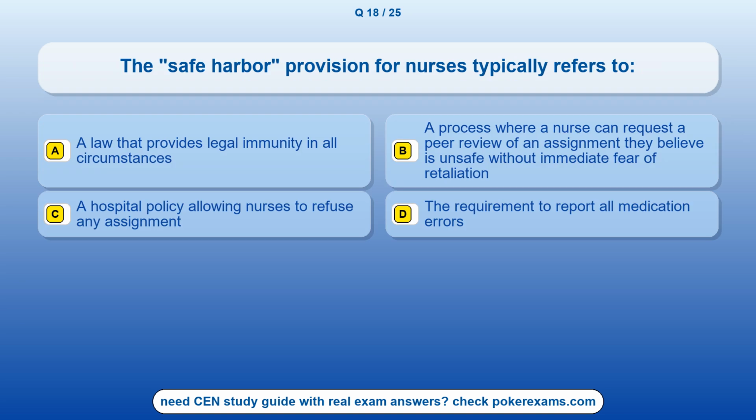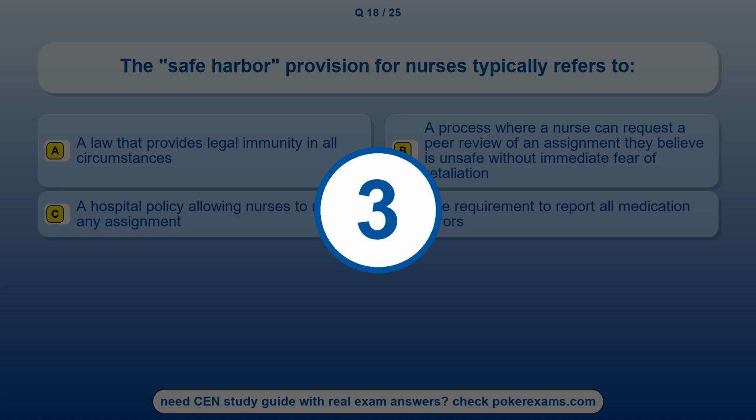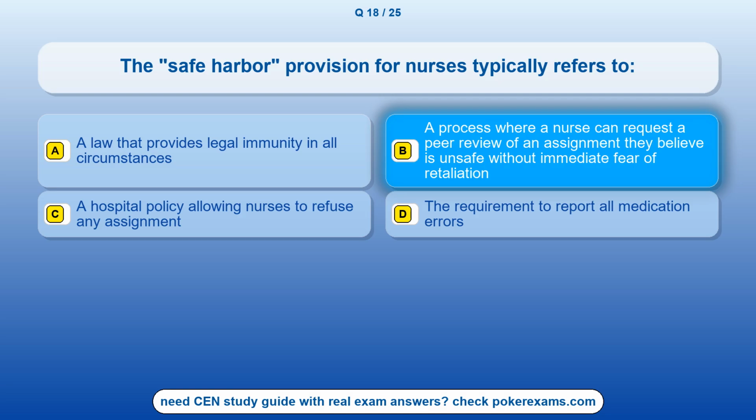Question 18. The safe harbor provision for nurses typically refers to option A, a law that provides legal immunity in all circumstances, option B, a process where a nurse can request a peer review of an assignment they believe is unsafe without immediate fear of retaliation, option C, a hospital policy allowing nurses to refuse any assignment, option D, the requirement to report all medication errors. The correct answer is option B, a process where a nurse can request a peer review of an assignment they believe is unsafe without immediate fear of retaliation.